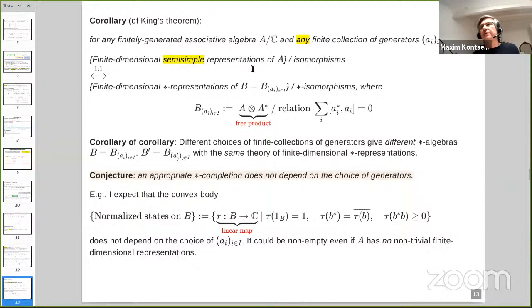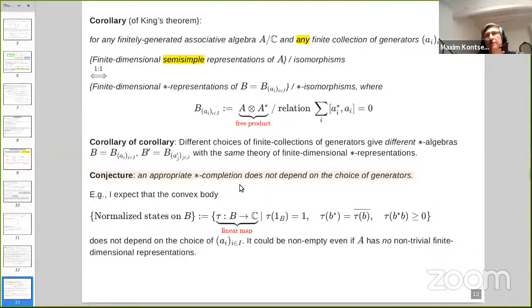So you can choose different collections of generators for the same algebra, and you get different star algebras, and these two different star algebras have the same series of finite dimensional star representations because they correspond to the same equation for A. And the conjecture is that how it happens that two different star algebras have the same finite dimensional representations should be because the star algebra is not complete. I really don't know the story, but one should make some completion, and it doesn't depend on the choice of generators.